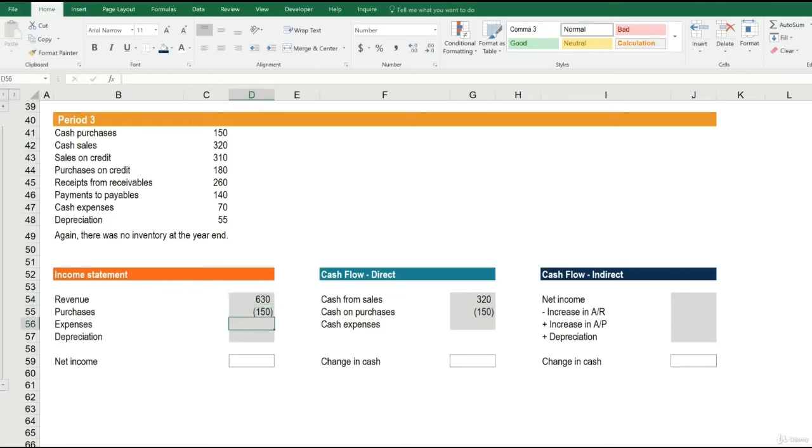Moving down the list of items, we can now add some additional purchases that remain on credit. So the initial purchases of 150 will be further added to with the purchases on credit of 180. So we deduct another expense of 180. We now have a total of 330. Since the purchases were made on credit, meaning cash was not paid for them, there's no impact on the cash flow statement. Next up on our list of transactions, we see that receipts from receivables of 260 came in. What that means is cash from sales on the direct cash flow statement is going to increase by 260.